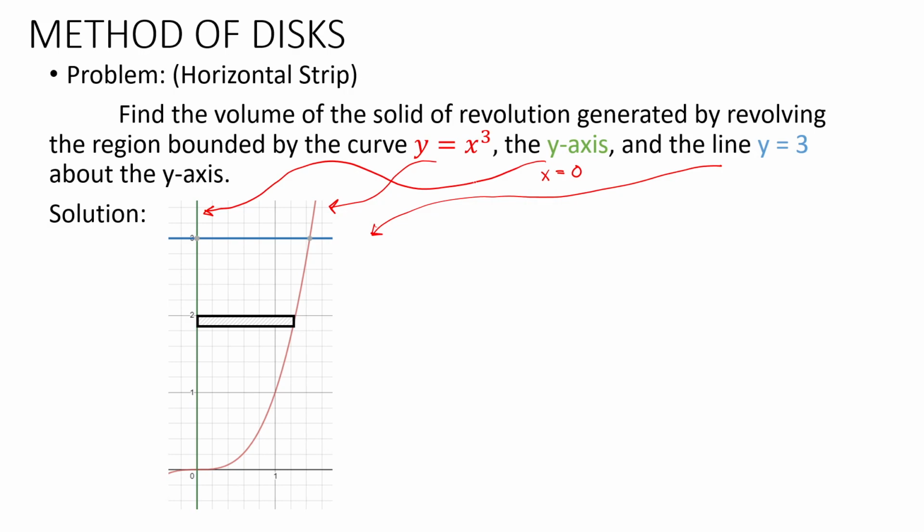So again, as I told you earlier, the strip that you're going to use should be perpendicular to the axis of rotation. So since we're going to rotate about the y-axis, the strip to analyze is perpendicular to the y-axis, which is the horizontal strip. Okay, so again this one is perpendicular to the axis of rotation. So this will be our x right, this will be our x left.